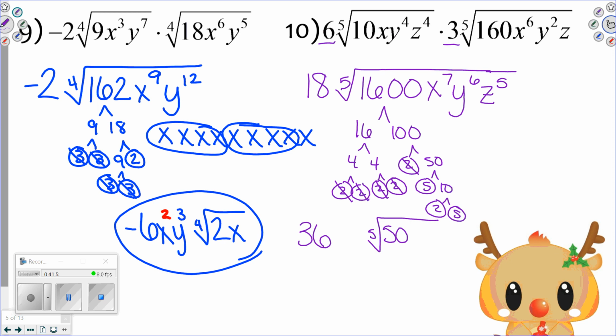All right, guys. From there, let's take a look at your variables. I need a group of 5 from the x's. How many groups of 5 can I get out of that? 1 group of 5. How many would be left over? There'd be 2 left over. How many groups of 5 from the y's? How many is left over? Groups of 5 from the z's? Left over? None. So I get 36xyz times the 5th root of 50x squared y.